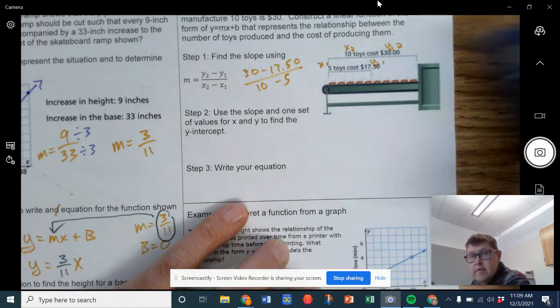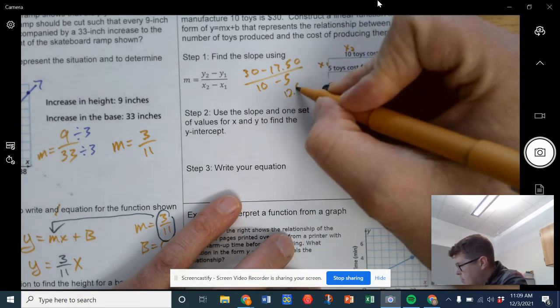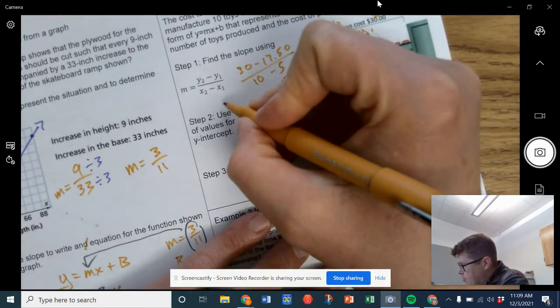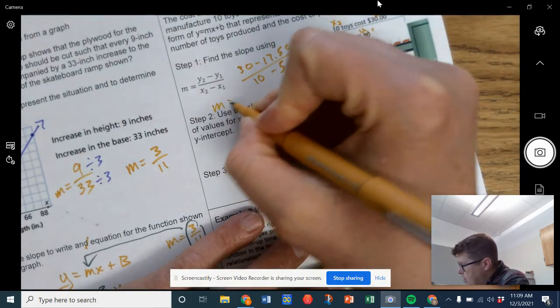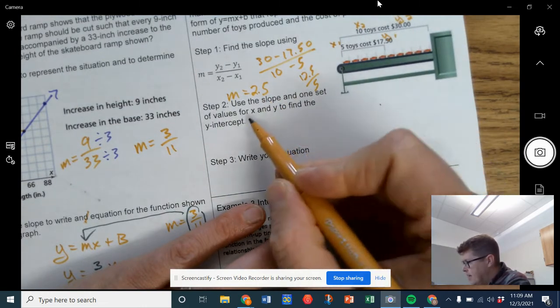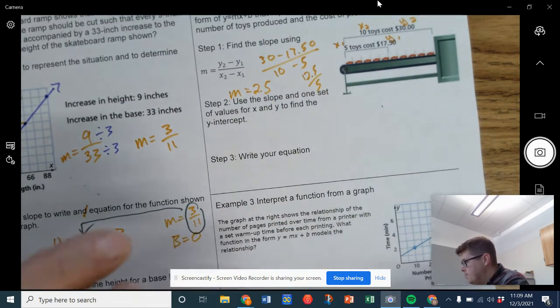That gives you 12.5, and we divide by 5. It's 2.5. So we have a slope of 2.5, right? Now use the slope and one set of values for x and y to find the y-intercept.